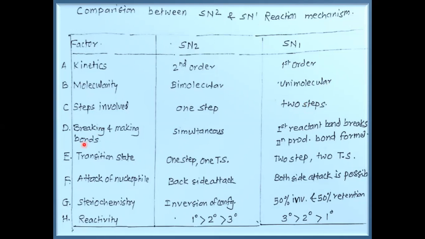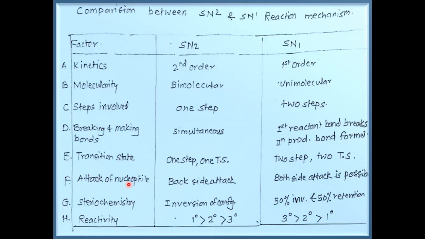Breaking and making of bonds: in SN2, C-OH bond formation and C-Br bond breaking take place simultaneously. In the SN1 reaction mechanism, reactant bonds break and then product bonds form, because in the first step the reactant C-Br bond breaks, and in the second step the nucleophile attacks and the C-OH bond forms. Transition state: SN2 has one step and one transition state. SN1 is a two-step reaction with two transition states.